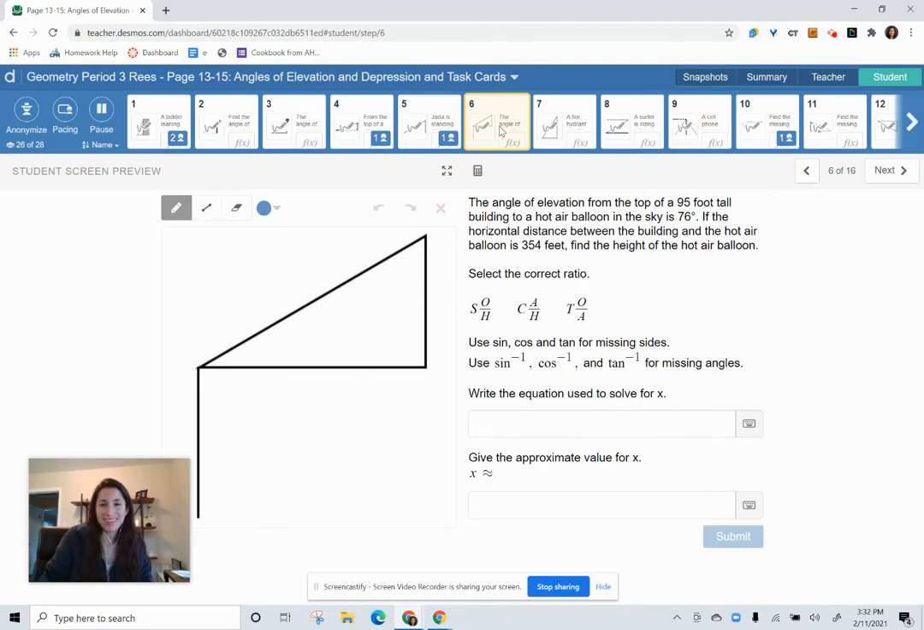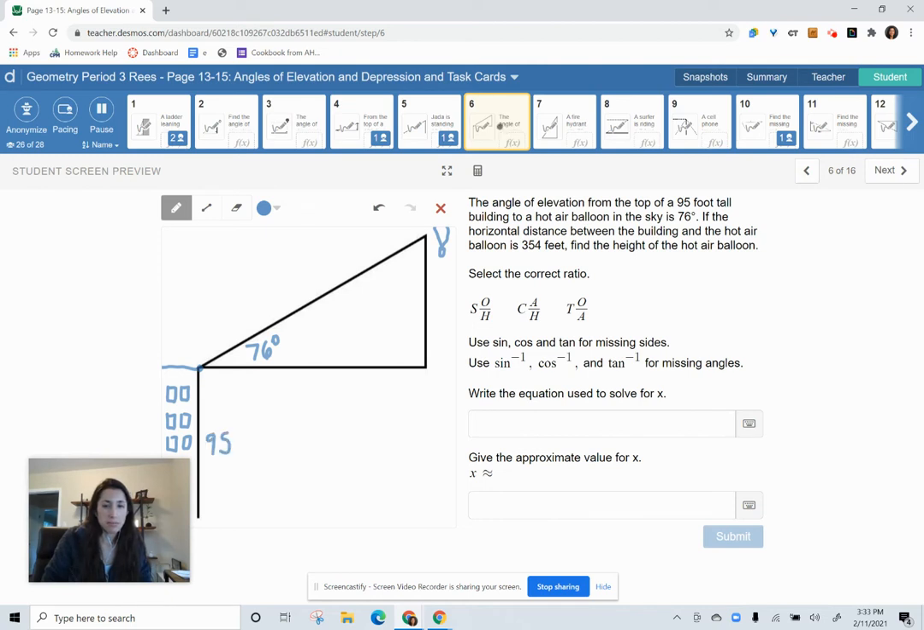This one's a little tricky. So imagine there's a building here. My drawing skills are limited to stick figures and squares. So there's a building. Now from the top of this building to this hot air balloon, let's imagine this hot air balloon here, the angle of elevation is 76 degrees. So I'm going to put 76 degrees here. And we know the height of the building is 95.